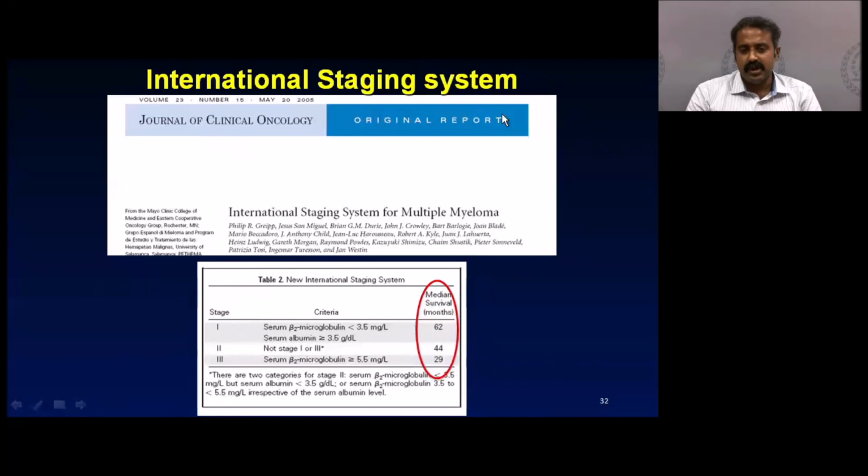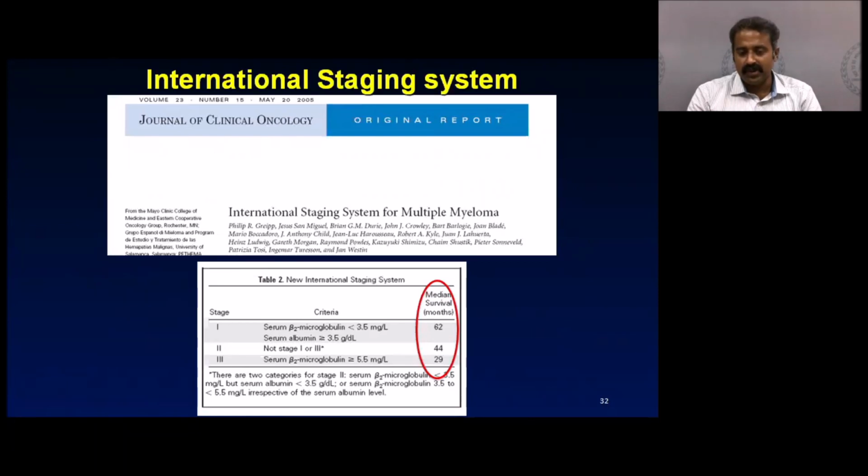Now, prognostication in multiple myeloma. The standard prognostic system that is used now is the International Staging System, where you have two lab parameters. You look at the serum beta-2 microglobulin and the albumin. If the serum beta-2 microglobulin is less than 3.5 and the albumin is more than 3.5, we call it ISS1. If the serum beta-2 microglobulin is more than 5.5, irrespective of the serum albumin, you call it ISS3. And what is not ISS1 and ISS3 is labeled as ISS2.